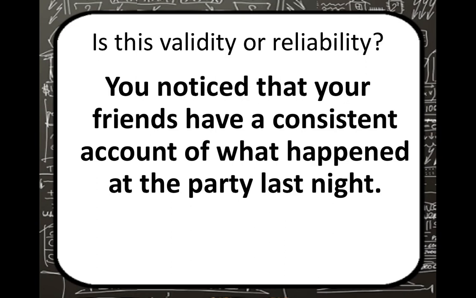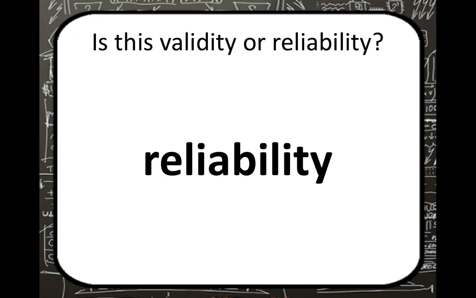Okay, so you notice that your friends have a consistent account of what happened at the party last night. So maybe this one's a little more obvious, right? Again, keywords clue you in. You notice your friends have a consistent account, right? So it doesn't matter which friend you're asking, you're getting the same account of what happened, the same result. Therefore, we're talking about reliability again.